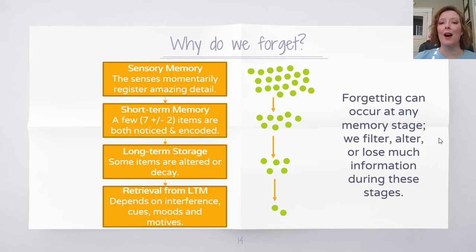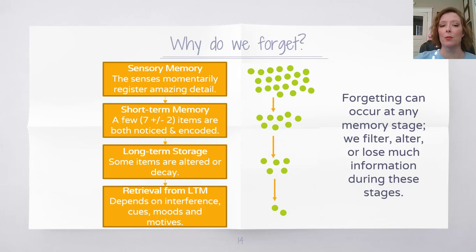So let's talk about why we forget. Forgetting can occur at any memory stage. We filter, alter, and lose much information during all of these stages. Let's start out with sensory memory. This is where the senses momentarily register amazing amounts of detail. We're talking thousands of pieces of information in a split second. But only a few items are noticed and encoded.